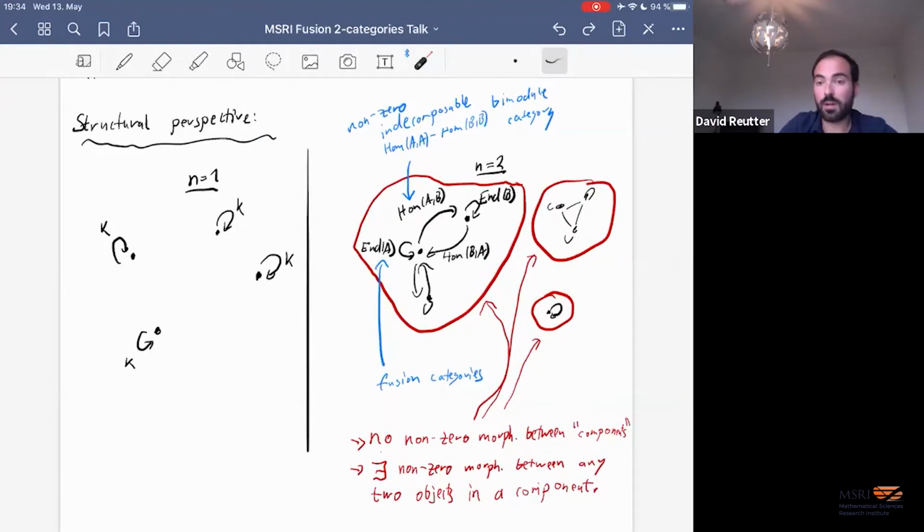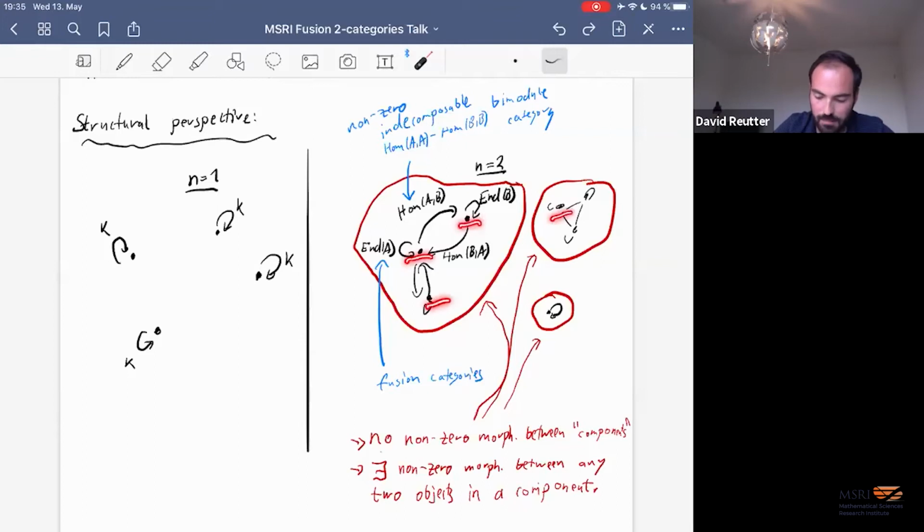So in n equals 1, what's the semi-simple 1-category? Well, you have your collection of simple objects. Those are the only objects you need to care about. Those are here. And in fact, you also don't need to remember endomorphisms. You just know that the endomorphisms of each of these is just the ground field. And so really what we're looking at is some finite set. There's no more data in the semi-simple 1-category than a finite set. So semi-simple 2-categories look more interesting.